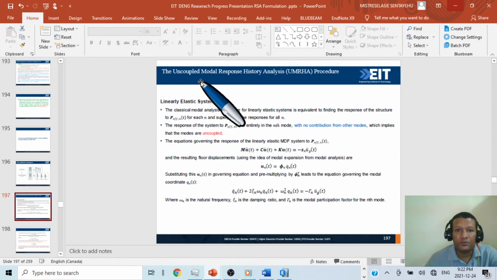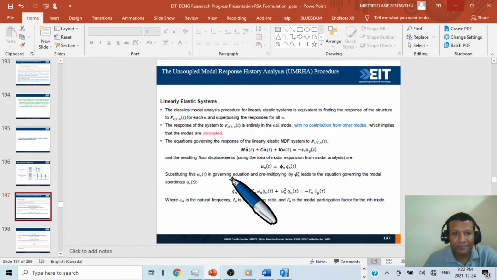Okay, so the uncoupled modal response history analysis procedure is the same as classical modal analysis, but let me go through it very fast. Now we have a nonlinear model, but for linear elastic analysis, the classical modal analysis procedure for a linear elastic system is equivalent to finding the response of the structure to P effective n total for each n mode, and superposing the responses for all n. That was classical modal analysis.